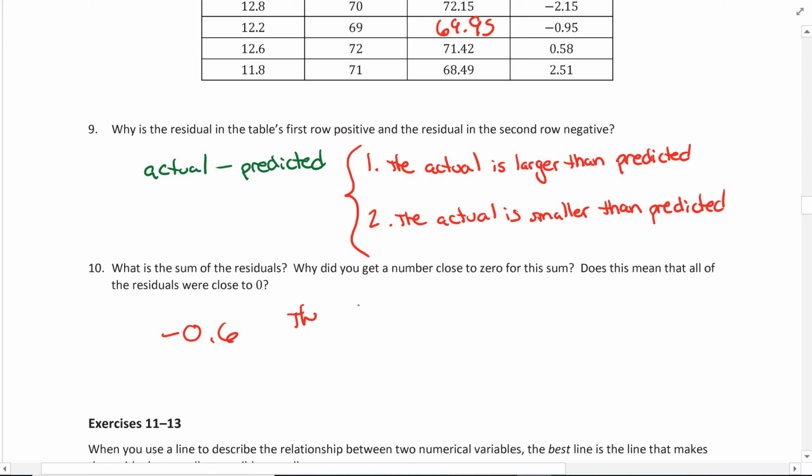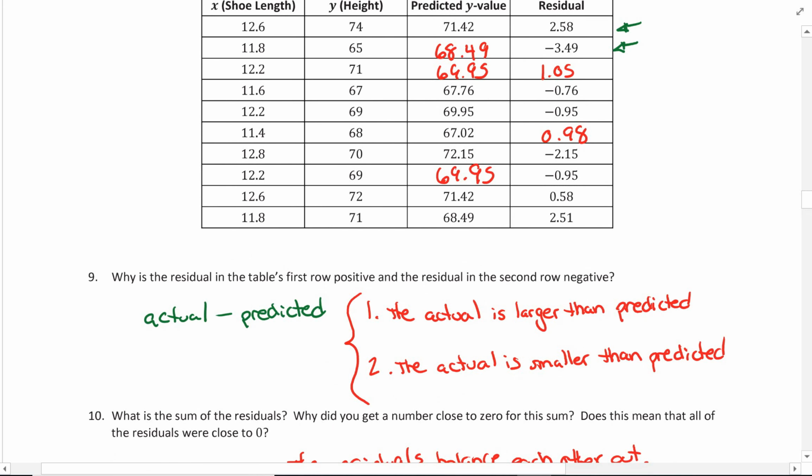So again, the residuals balance each other out. And does this mean that all residuals are close to 0? No, it does not mean all the residuals were close to 0. I mean, we had negative 3.49 and 2.58. We had negative 2.515 and positive 2.51. Like, we had large residuals in the positive and negative direction.